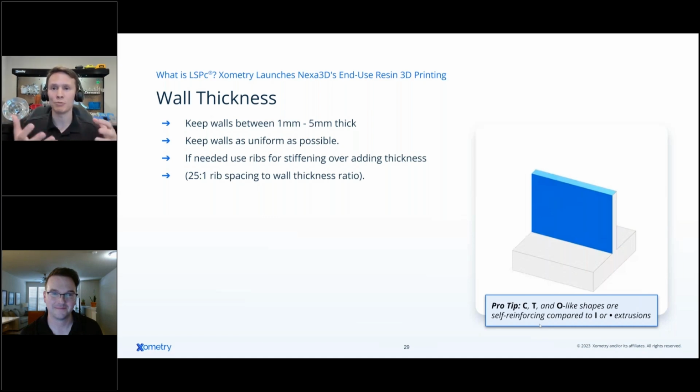Some design tips when you think about design for resin and most additive processes. And also, if you do have the need for ribs, we're looking at potentially a 25:1 rib spacing to wall thickness ratio. So if I had a supporting rib here, holding this up, based on the wall thickness, that's a good guideline for what the spacing of ribs you need to help support that feature.